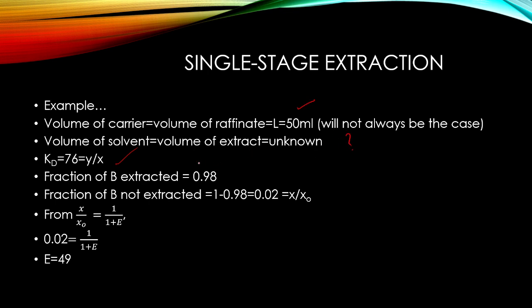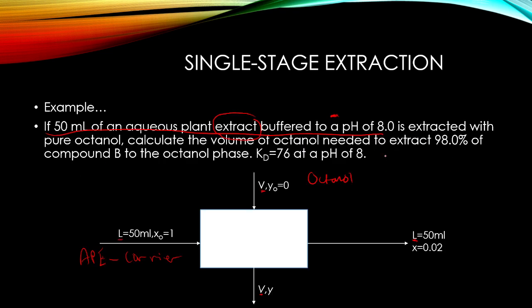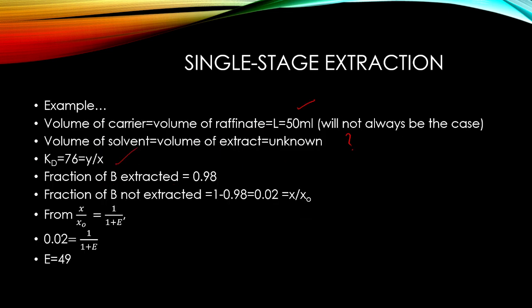Now we're told the fraction of the solute that was extracted. We said 98% of compound B, that's the solute, was extracted to the octanol phase. So the fraction of the solute that was extracted was 0.98, and the fraction not extracted is 1 minus 0.98. That's 0.02, which is going to be equal to our x over x naught.